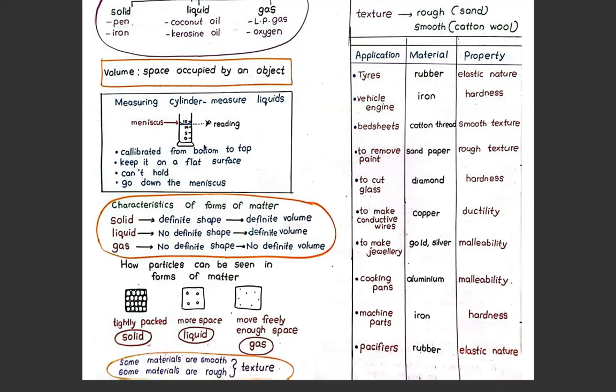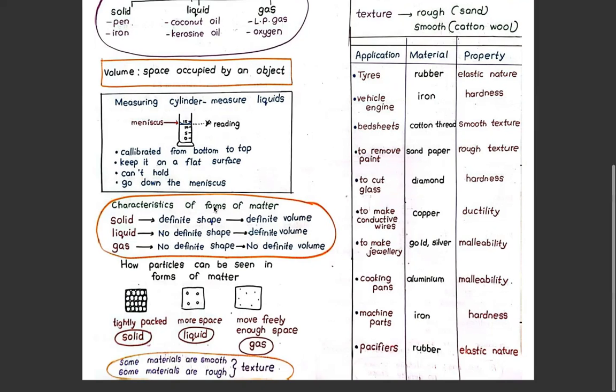So, calibrated from the bottom to the top. Keep it on a flat surface. You can't hold the measuring cylinder. We should keep it on a flat surface. And you can't hold it. And you should go down the meniscus. You can't get the reading at the meniscus. You should go down the meniscus.